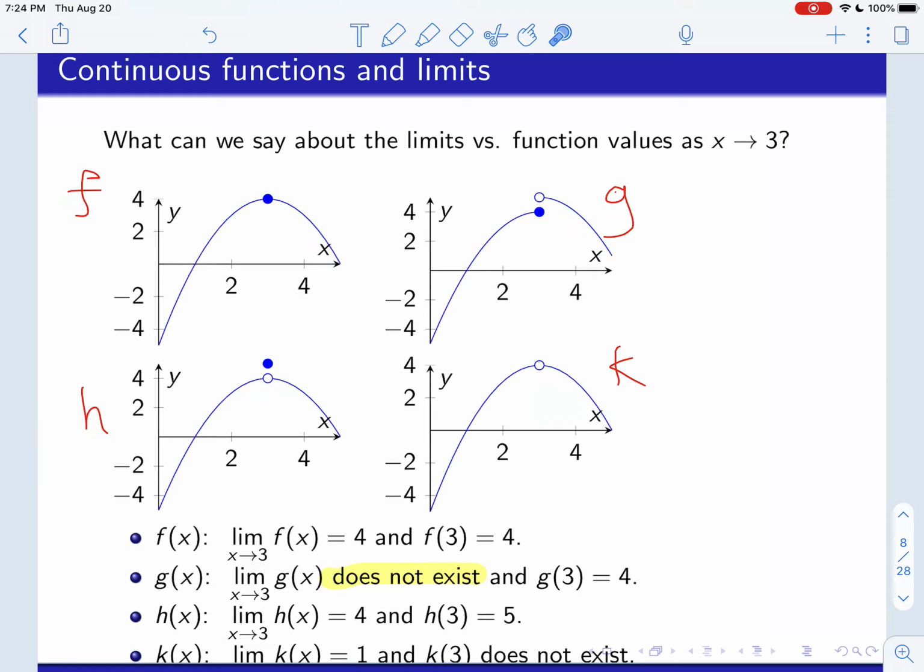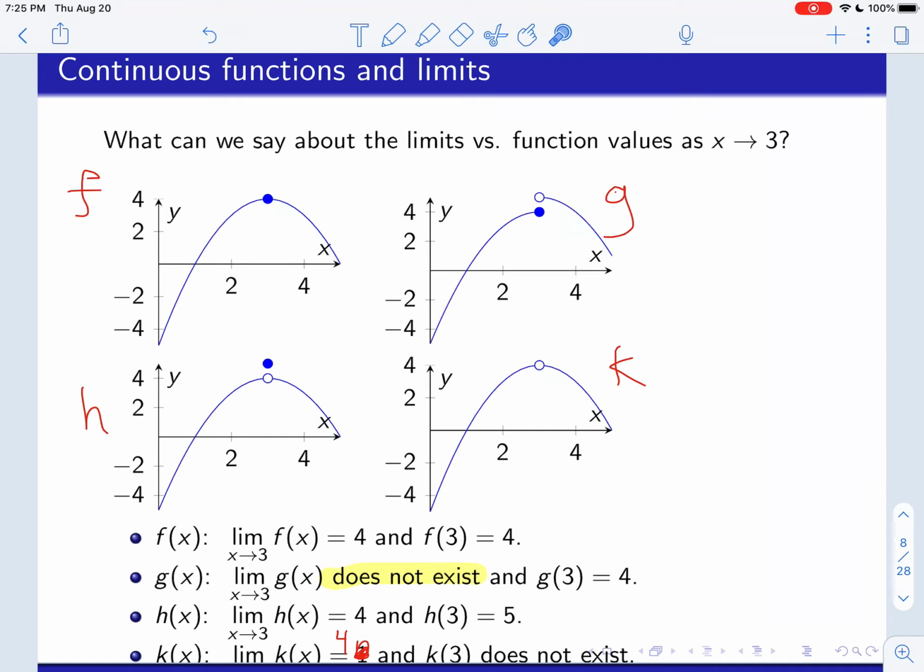For h, my limit is at this open circle. It looks like that's about 4. But my function value, the solid point, is up here a little bit bigger. We're going to estimate that it's about 5. For k, last one, it looks like the limit, there's a typo in that, sorry. It looks like the limit for k should also be 4. It's up here. But this time the function value, k of 3, doesn't exist because there's no solid dot anywhere.